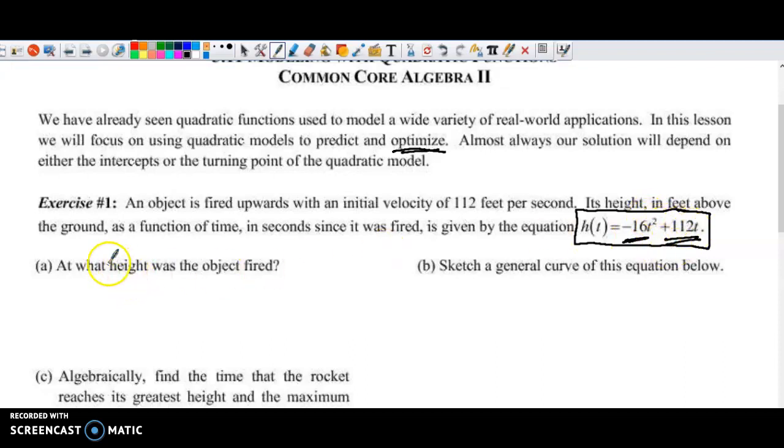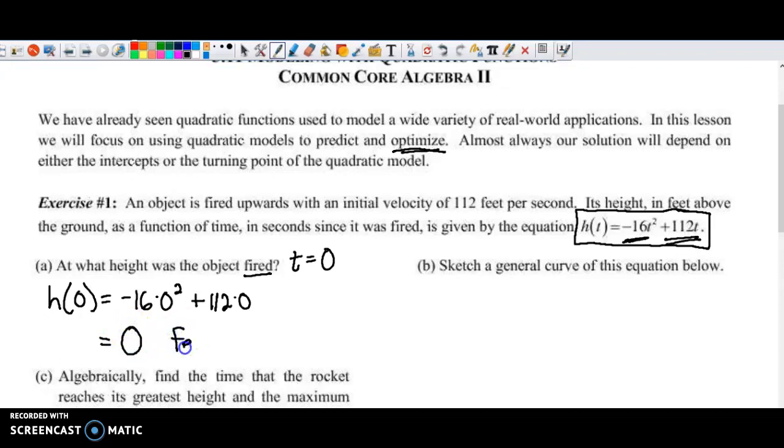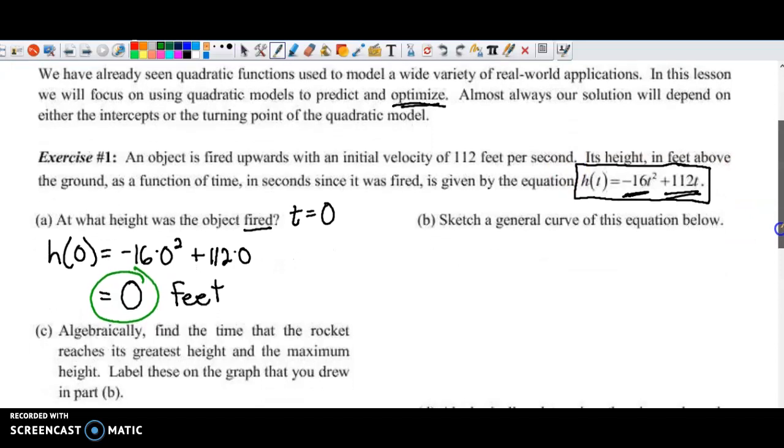So if you're asking at what height the object was fired, I almost gave that answer away, because if you're just firing it, that means that t equals 0. So basically I'm asking you to find h of 0, which shouldn't be too bad. You don't even need a calculator for it, because anything times 0 is 0. And if you were good with units, you would want to say 0 feet, because they give you feet per second in the directions.